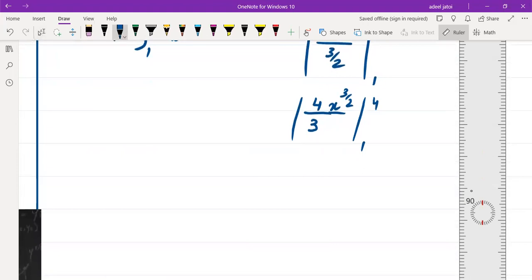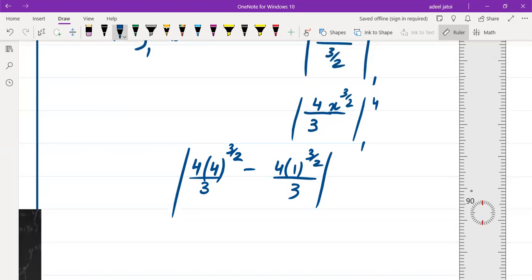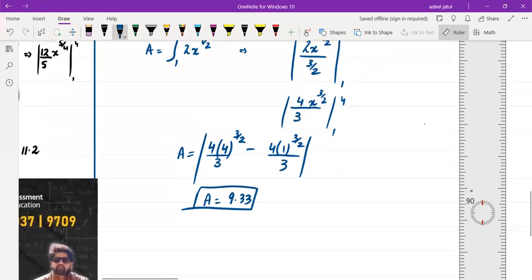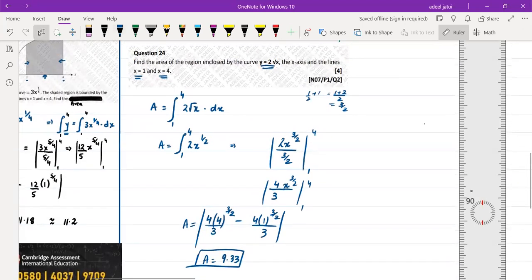So when we just solve this thing down, upper limit 4 is applied, 4 to the power 3 upon 2, minus 1 to the power 3 upon 2, upon 3. So this entire thing will be in modulus. So the end result, the answer for this is 9.33. So this will be the area for the question that was tested in November 2007, paper 1, question number 2.